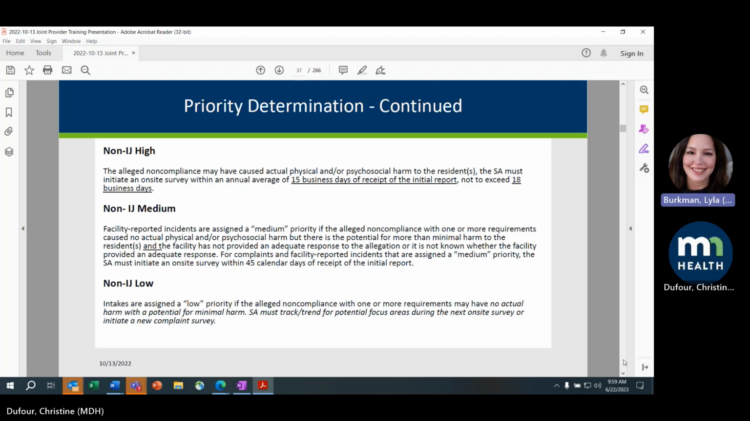Non-IJ low priority level. Intakes are assigned a low priority if the alleged noncompliance with one or more requirements may have no actual harm with the potential for minimal harm. State agencies must track trend for potential focus areas during the next on-site survey or initiate a new complaint survey if a trend has been identified.